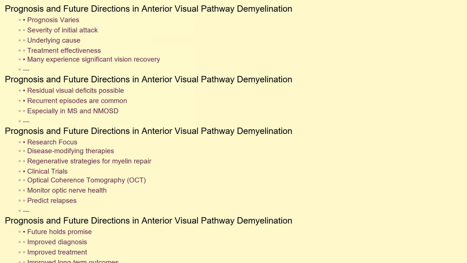Recent research is focusing on developing new and more effective disease-modifying therapies for MS and NMOSD, as well as investigating potential regenerative strategies to repair damaged myelin. Clinical trials are also exploring the use of optical coherence tomography, or OCT, to monitor optic nerve health and predict future relapses. The future holds promise for improved diagnosis, treatment, and long-term outcomes for individuals affected by anterior visual pathway demyelination.